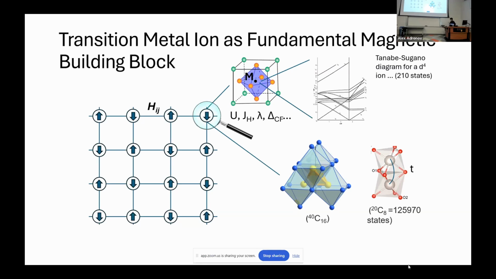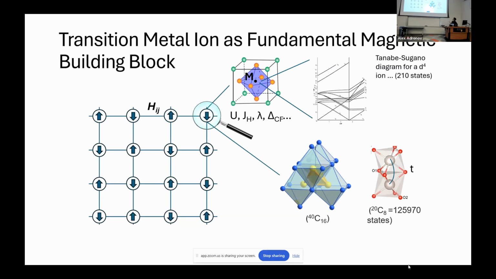Another reason why it's difficult is that you have a lot of states. If you just consider 4 electrons, which I'll be talking a lot about today, sitting in 5D or 4D orbitals, you essentially have 210 states. This is basically a counting problem. And the number of states increases dramatically as you go to more sites. For example, if you have a dimer, you have over 100,000 states. So as you can imagine, solving this is quite complicated.